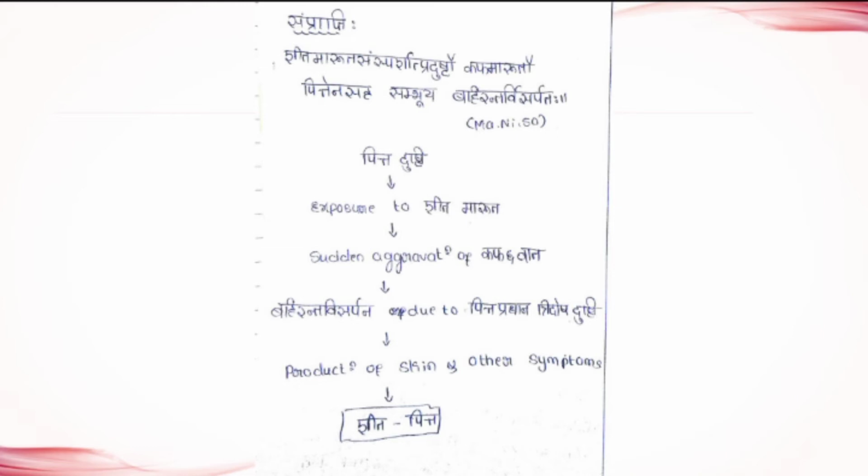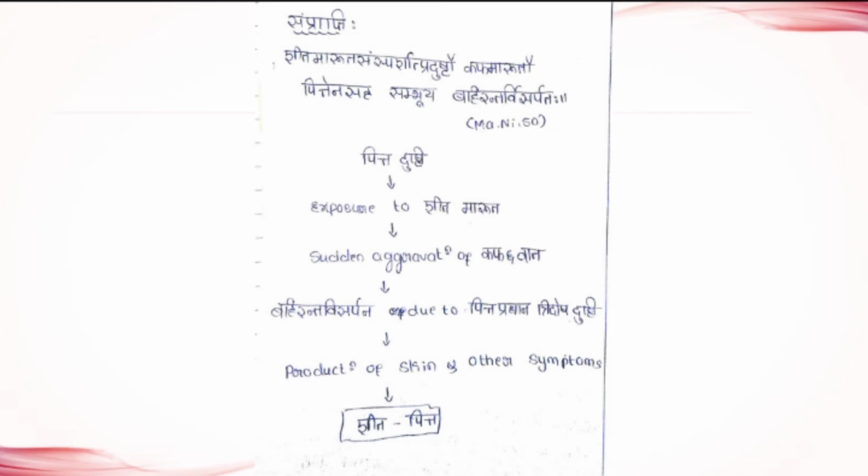So what occurs is Sheeta Maruta Samsparshat, Pradushtau Kapha Marutau. By the samsparshanat, by touching or being in contact with Sheeta Maruta, the excessive cold wind, cold weather, cold objects, or consuming vata vitiating or excessive kapha vitiating things. Kapha Marutau Pittena saha Pradushtau. What does it do? Sheeta Maruta samsparsha, exposure to allergens or the nidana sevana, it does the pradushana of what? Kapha Marutau.